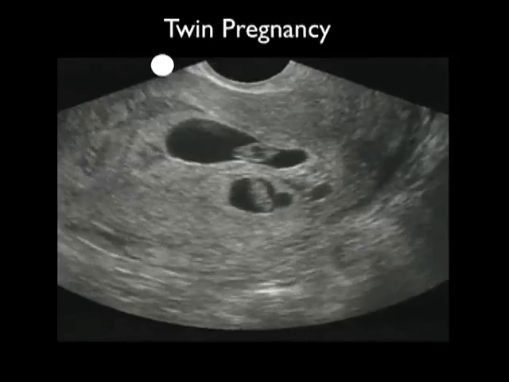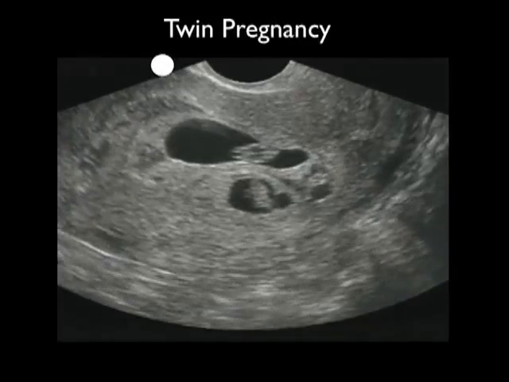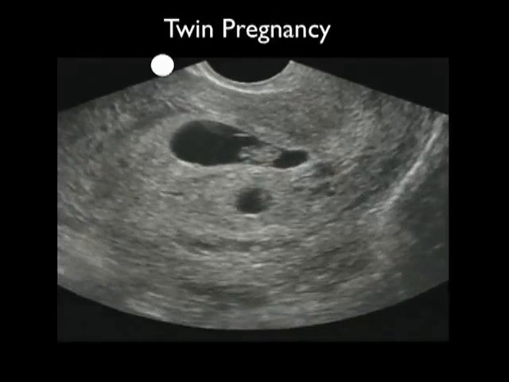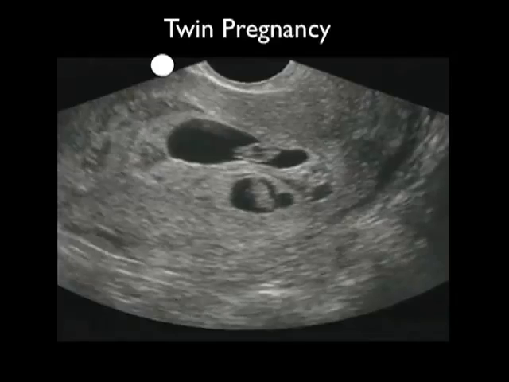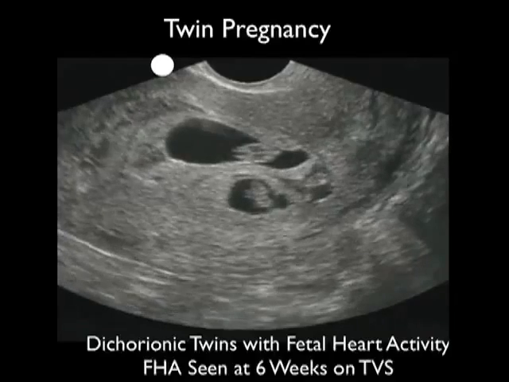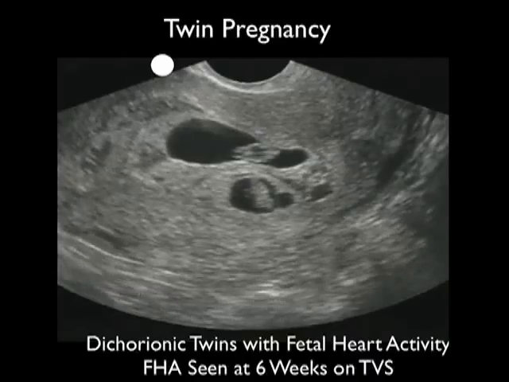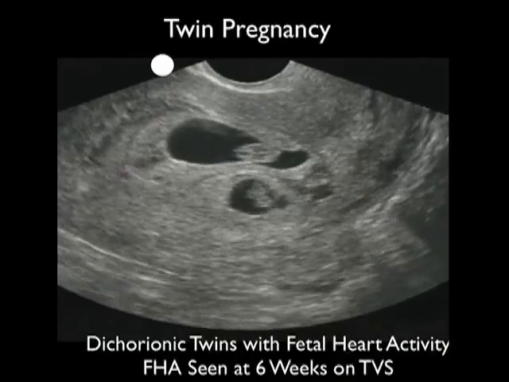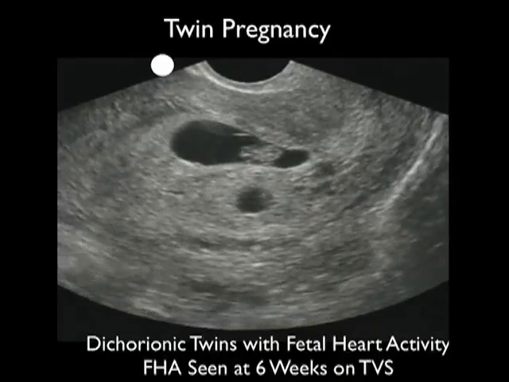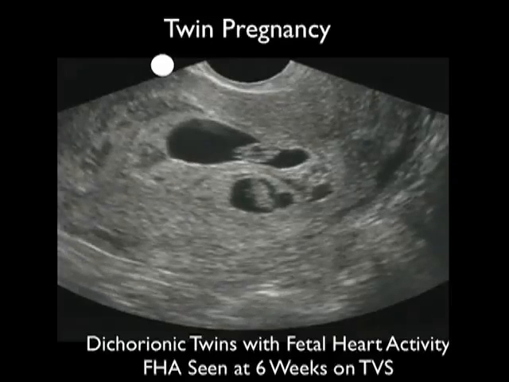Here's an interesting video clip showing a twin pregnancy. What we see here are 2 gestational sacs signifying dichorionic twins, and within each of the gestational sacs we can see little fetal poles with the flicker of heartbeats. Recall that fetal heart activity is seen at about 6 weeks on transvaginal sonography and about 7 weeks on transabdominal sonography.